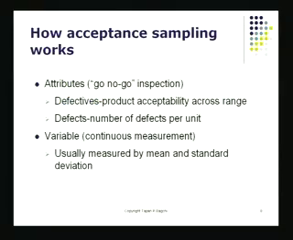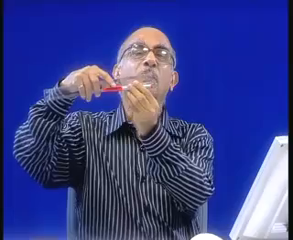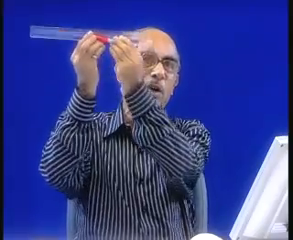Attributes, as I mentioned to you, are measured on a go-no-go basis. They are judged on a go-no-go basis. And variables, actually, can be measured on a dimension. So for example, I could have a measurement device, and on that scale, I could measure the quality characteristics. If it's a dimension, I can certainly apply the scale there, and I can find out what is the right length. Is the length right?